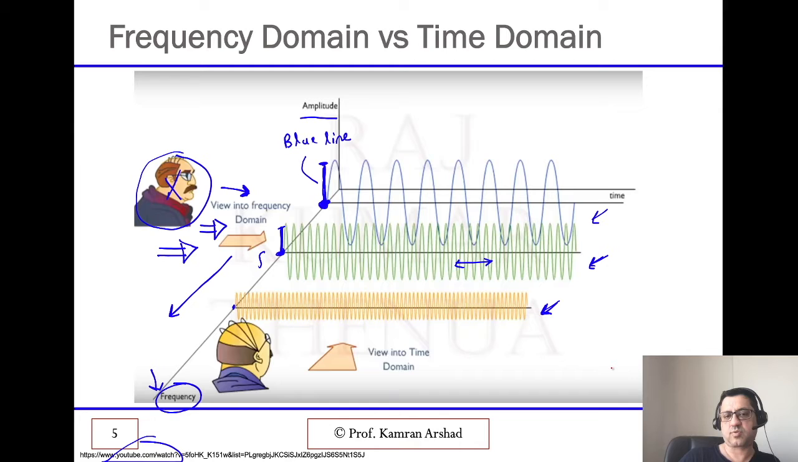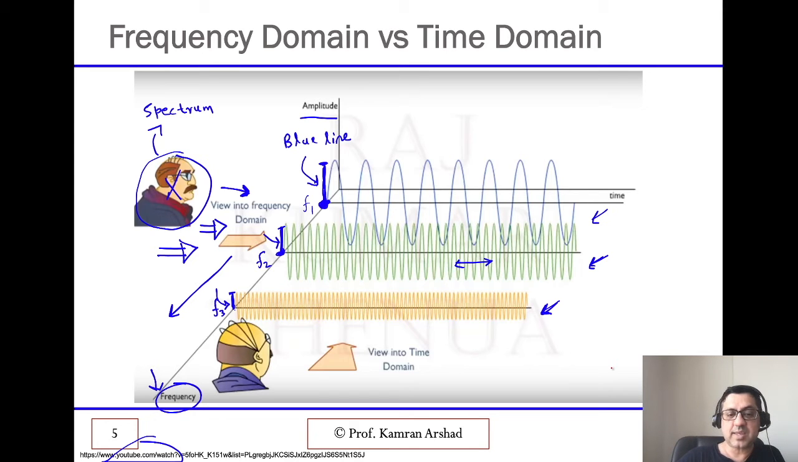Let's say I call it F2, and let's say this is F1. And the third line you can see here is a yellow line, at, let's say, frequency F3, and it has a certain amplitude. So from this angle, you can see only this blue line, this green line, and this yellow line. So this is the frequency domain. This person is seeing only the spectrum of the signal, or the frequency spectrum of the signal. He is seeing only the frequency domain.